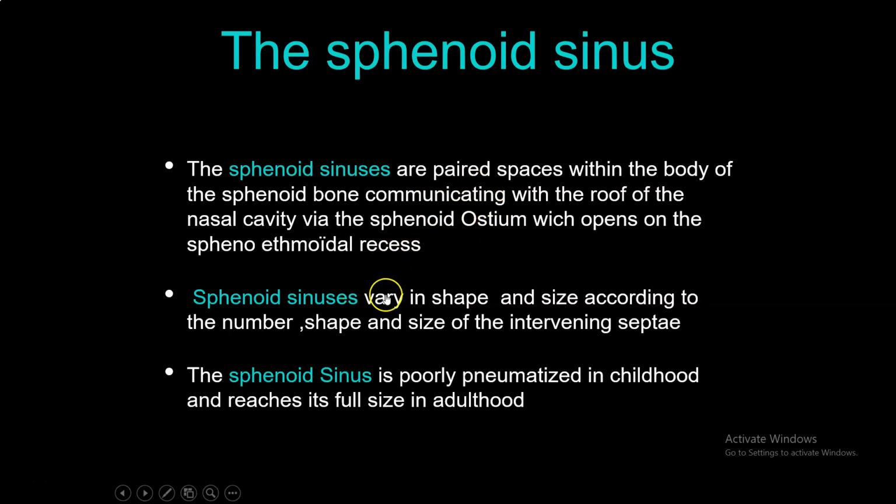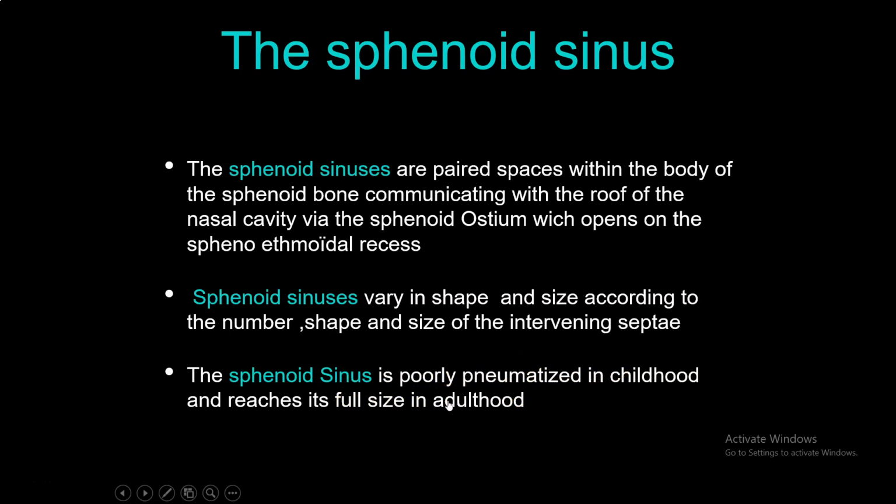The sphenoid sinuses vary in shape and size according to the number, shape and size of the intervening septa. So inside the sphenoid sinus, we have bony septa that divide the sinus and change its shape from one patient to the other, and we will discuss it in detail. These are very important in transsphenoidal surgery.